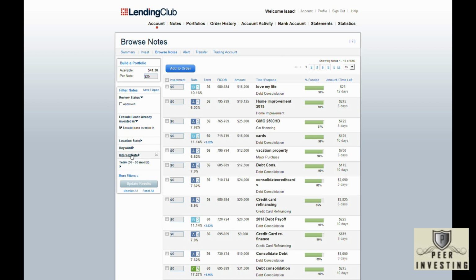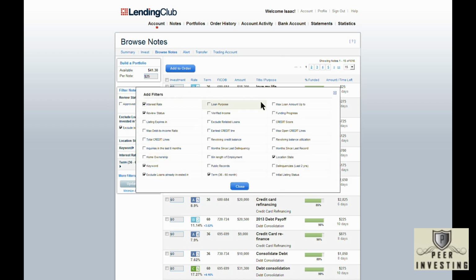So you can do keyword, you can do interest rate. They make it pretty easy here with all of the different grades of the notes. The terms, like I mentioned before, are only 36 month or 60 month. But if you click on this more filters, this will pop up. And the things you want to pay attention to here, obviously all the ones that are already checked are the ones we just went over. But the things that I found out were, you want to look at funding progress, and what you really want to keep an eye on.